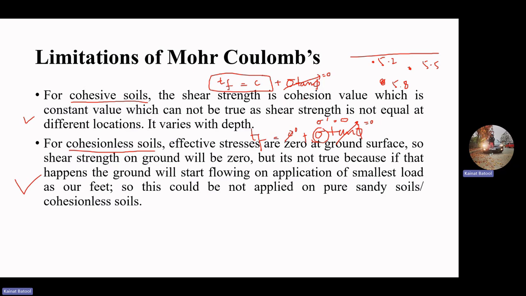So basically, we had to cover up to this point in today's lecture. In the next lecture, we will be seeing how principal stresses are calculated using Mohr circle and how Mohr circle actually benefits us to calculate the shear strength of the soil using drawing tools, okay, and not the equations.